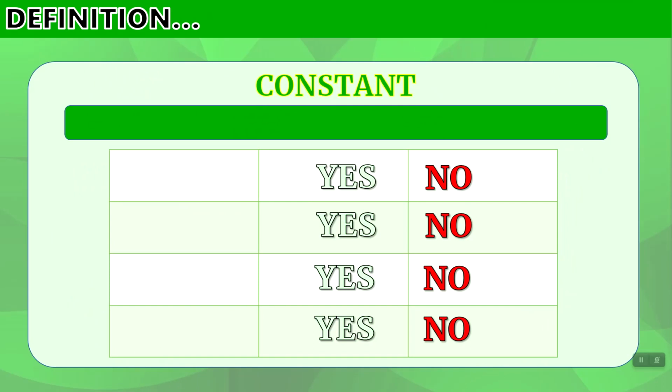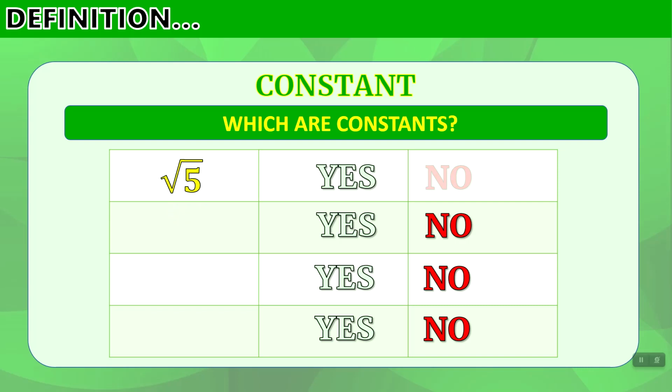So let's put this into practice. Which one of these are considered a constant? You will determine yes or no. The square root of 5, is that a constant? Yes, it is, because it will always be the same value every time we punch it into the calculator. What about 1.4? Is that a constant? Yes, it is. 1.4 will always be 1.4.